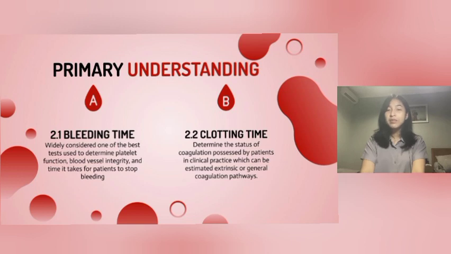Okay, thank you for the time. I am Wayan with the last three digits, 86, and I will deliver chapter 2.2, Clotting Time. Clotting time is included in a blood test that is carried out routinely to determine the coagulation status possessed by a patient in clinical practice, which can estimate the extrinsic or general coagulation pathway so that they can detect if there is a deficiency of fibrinogen concentration or a lack of several factors including factor 2, 5, 7, and 10. To the next speaker, the floor is yours.